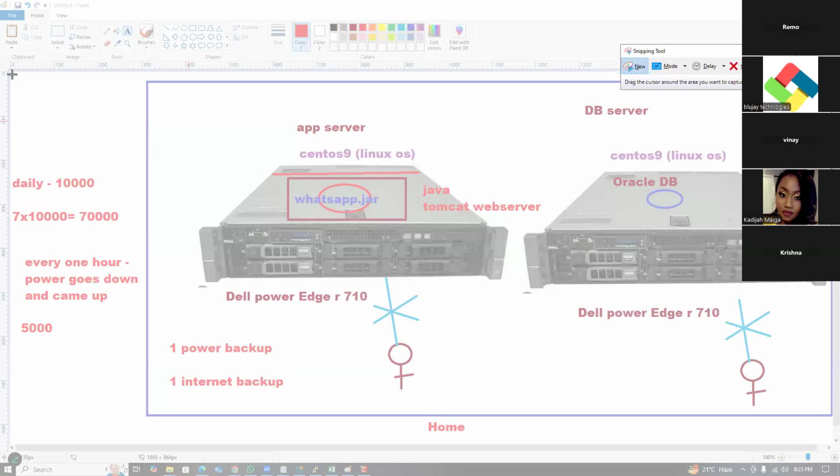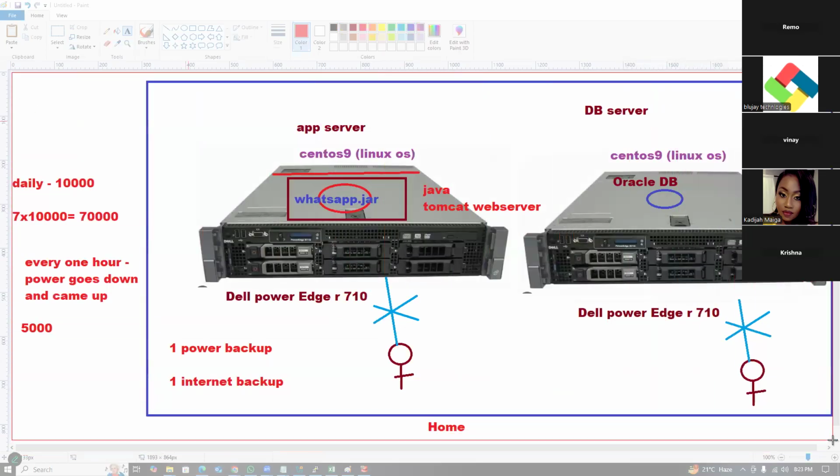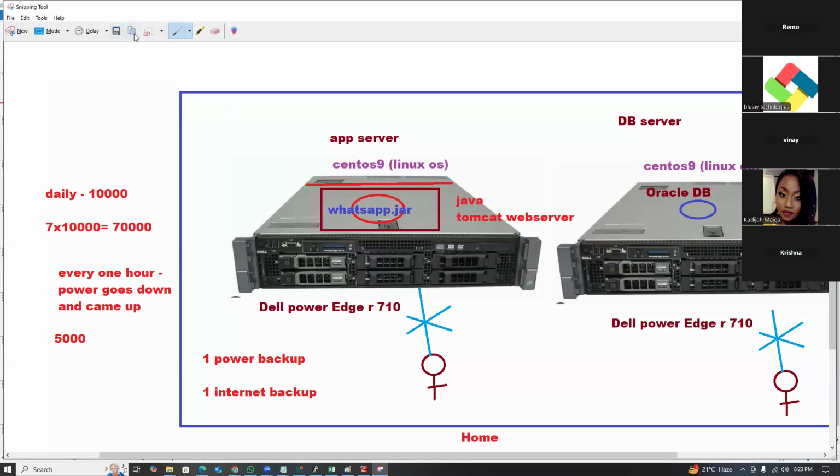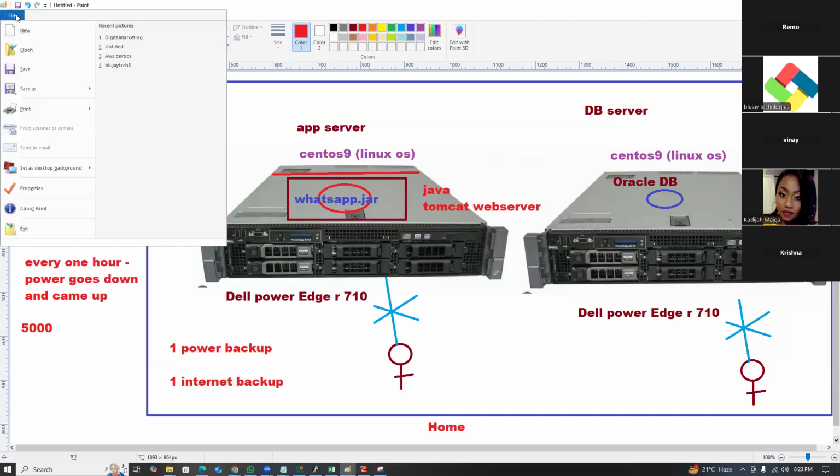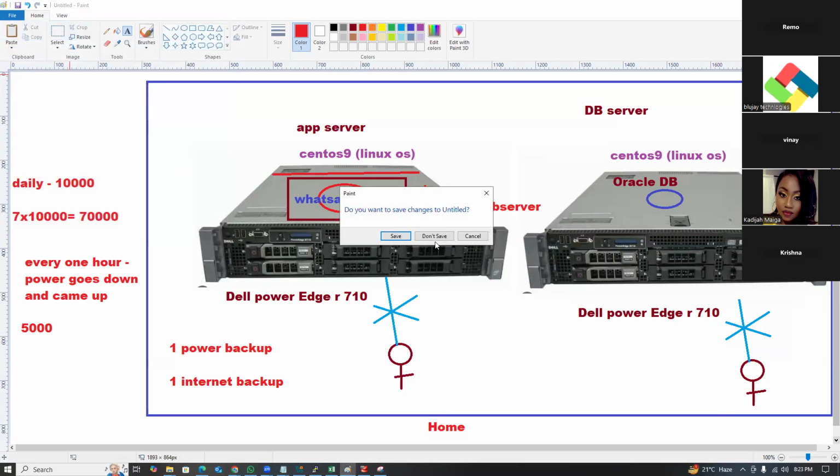So what is the solution, guys? The solution is data center. You can keep your servers in your home also, but what is the drawback? The drawback is we are unable to provide multiple internet backups and power backups. So who will provide that solution? That solution will be provided by the data centers.